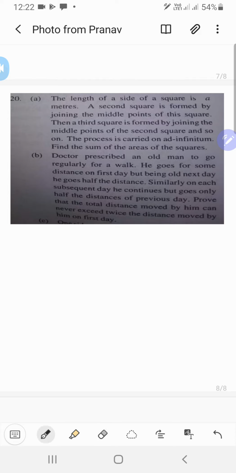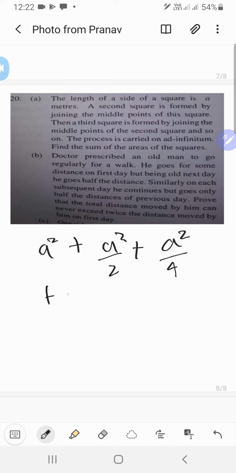Okay, so the area of the first square is going to be a squared, obviously. Then the area of the second square is going to be its side squared, which is (a by root 2) squared, which is a squared by 2. Then the next is going to be (a by 2) squared, which is a squared upon 4. Then the next is going to be (a by 2 root 2) squared, which is a squared by 8, and it keeps on going like this.